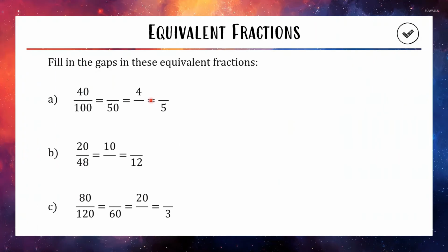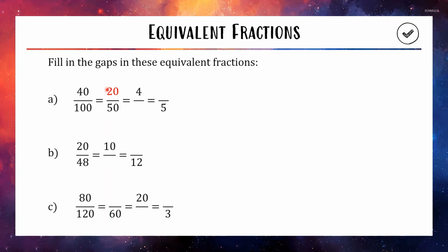Okay, we're starting off. We're going to break down 40 out of 100. We're going to write it in 3 different ways. So the first one is 40 out of 100 equals something out of 50. So first thing to recognize is that 50 is half of 100. So what's half of 40? Well, it's 20. So 20 out of 50 is the same thing as 40 out of 100.